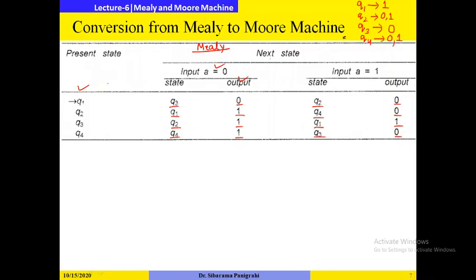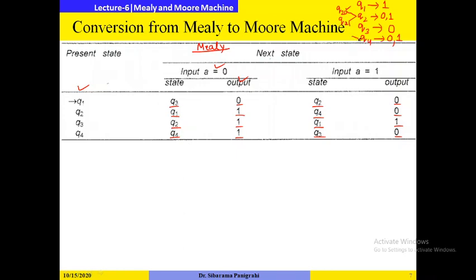So now if a state produces different outputs while converting that Mealy machine into a Moore machine, what we will do? We will split that state into the number of outputs it produces. So Q2 produces two outputs, 0 and 1. So we will split Q2 into two states. One is Q2 0, meaning Q2 producing output as 0, and Q2 1, meaning Q2 producing output as 1.